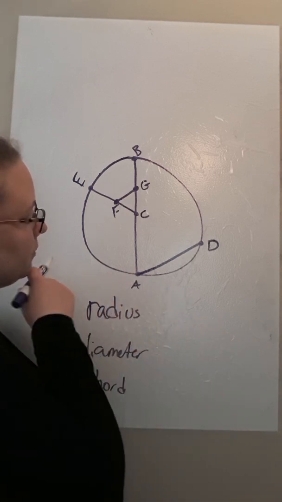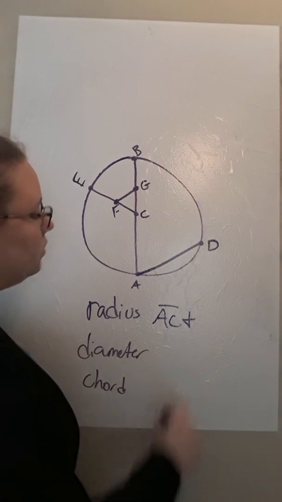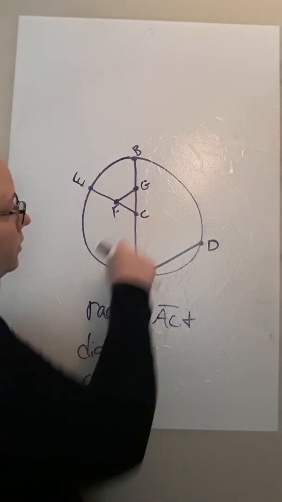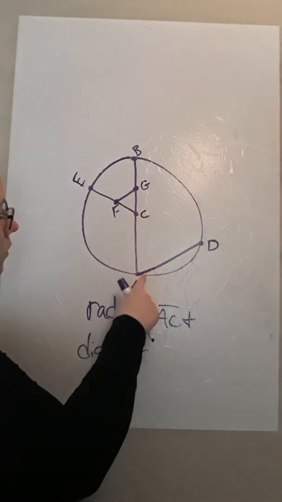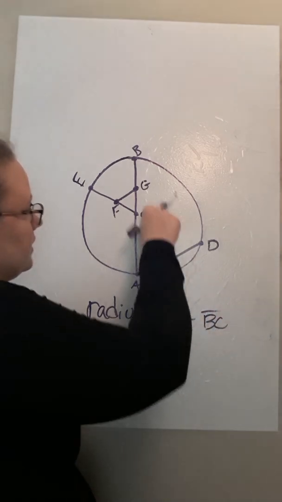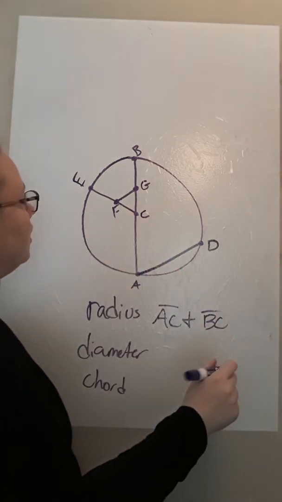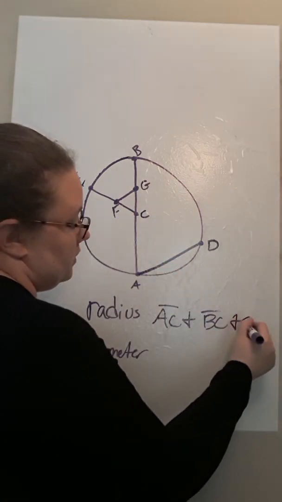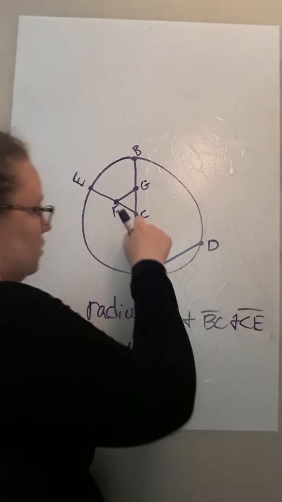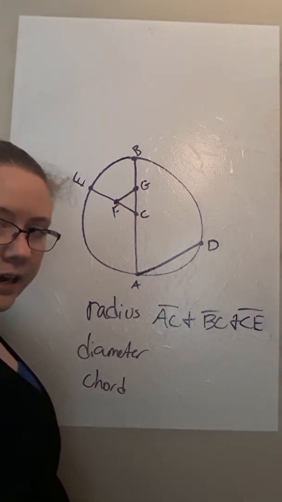All of these are line segments, so hopefully you drew your line segments. If you didn't, go back and do it. AC is a radius. It's connecting at my central point going to the outer edge. Line BC is a segment, is a radius. Line CE is a radius. Starting at that central point going to the outside. Those are my 3 radii.